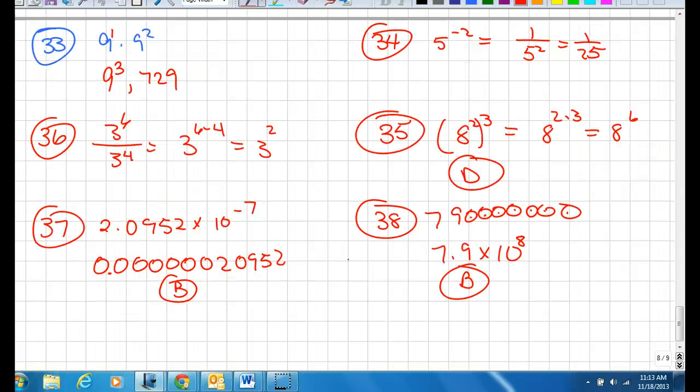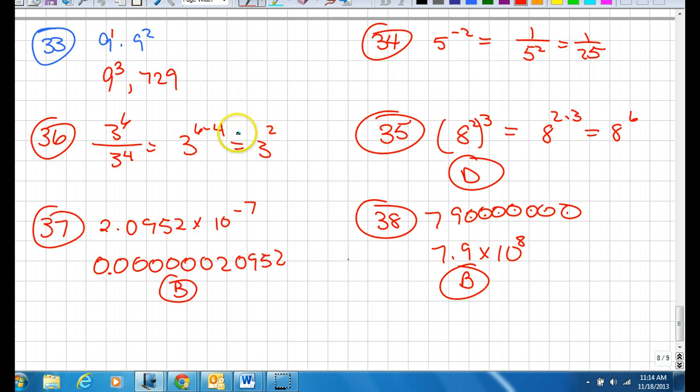Okay, and now we finally come to our last page of our review. This is pretty quick. When you're multiplying common bases with exponents, you're adding the exponents. So this would be 9 to the third, and if you actually put that in the calculator, you get 729 out. On 34, whenever you have a negative exponent, that ends up going to the bottom, so it'll be 1 over 5 squared, which is 1 over 25.